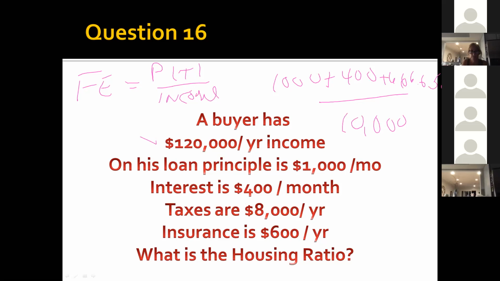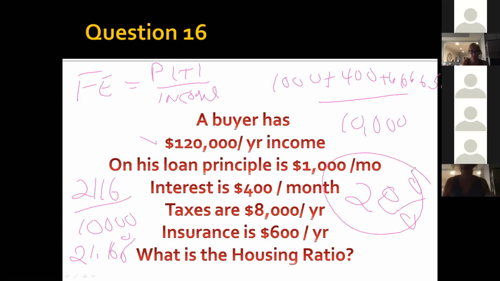So what we have is 1,000 plus 400 plus 666.6 plus 50. So he's got 2,116 divided by his income of $10,000. That means he has a 21.16% front end ratio. And typically you need a 28% ratio. Typically it's just by the rule of the lender. So he would qualify for that loan.